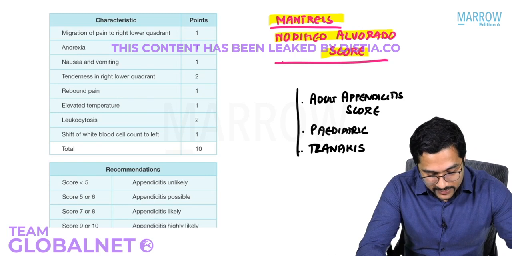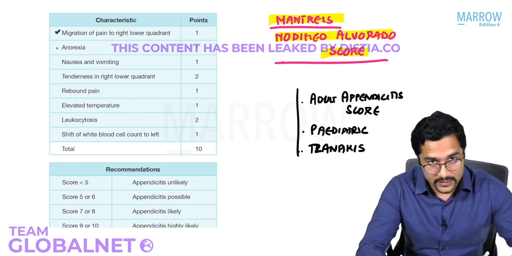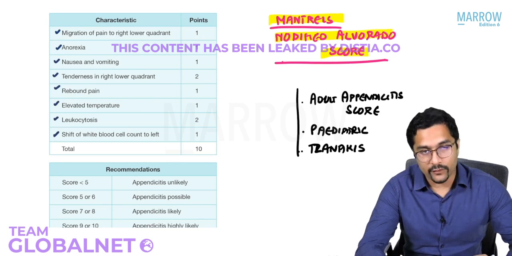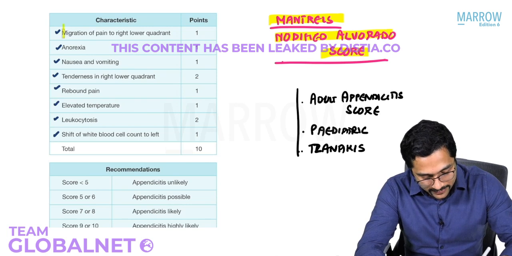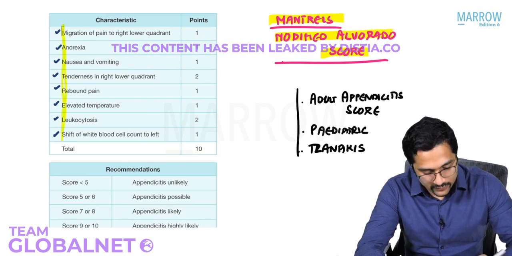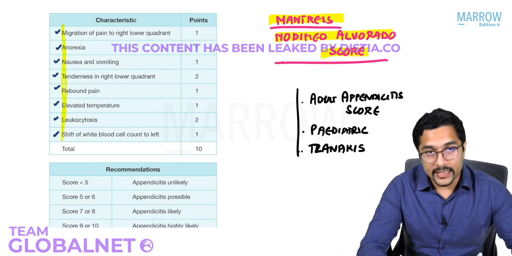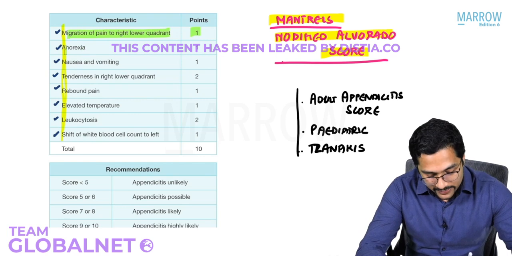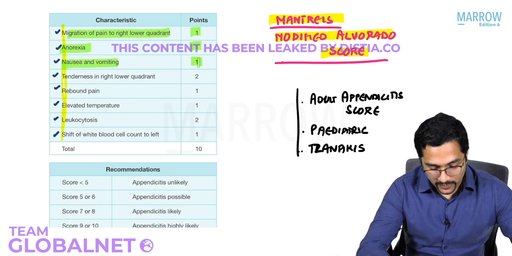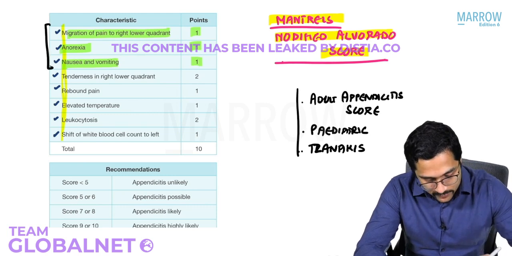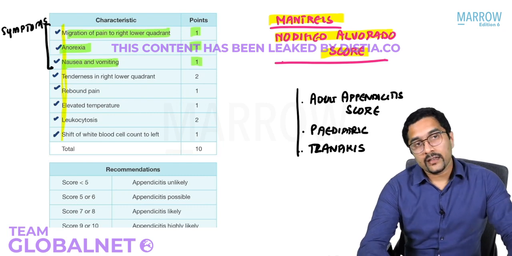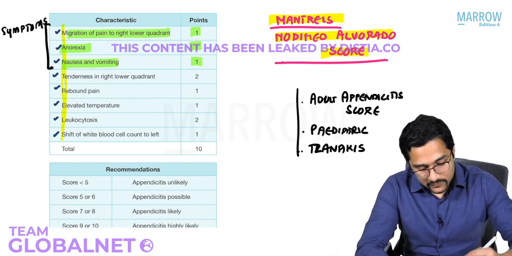The name came because the mnemonic is MANTRELS, the first alphabet of each of the problems. If you see the first alphabet, that is going to make it MANTRELS, right? Now, M stands for migration of pain to the right lower quadrant. This is given a score of 1. Anorexia is given a score of 1. And nausea and vomiting is also given a score of 1. These I told you are the symptoms with which the patient can present.